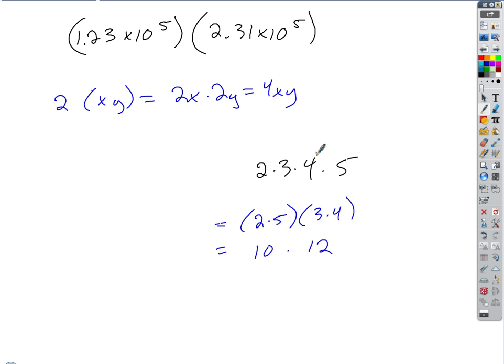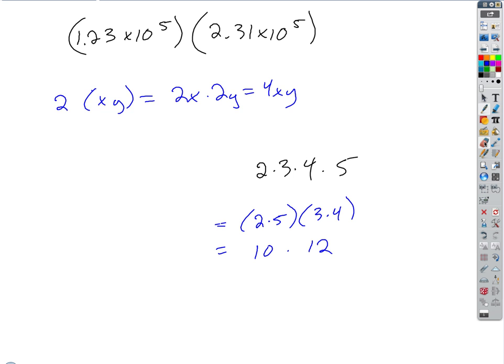So how now can we, given the fact that we can do this kind of stuff, how many factors are there in this product up here? Exactly how many factors are there? There are 4. What are they? Coefficients. 1.23 times 10 to the 5th times 2.31 times 10 to the 5th, right? So let's group those in any way we want to. We have to multiply them in pairs, but let's group them.